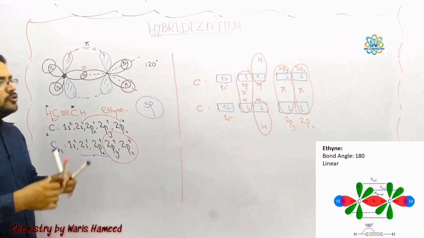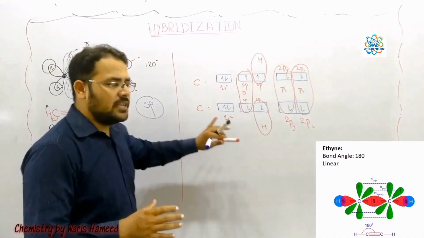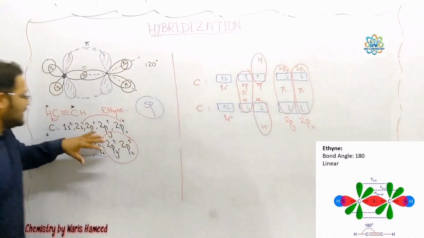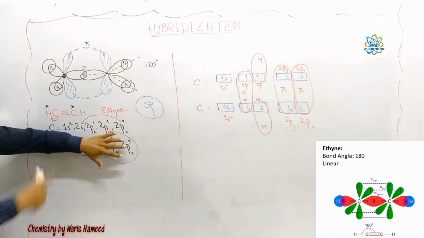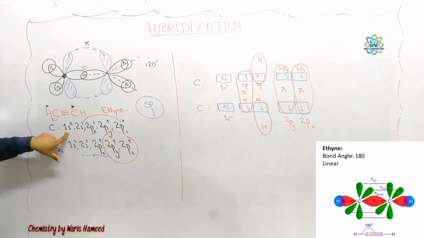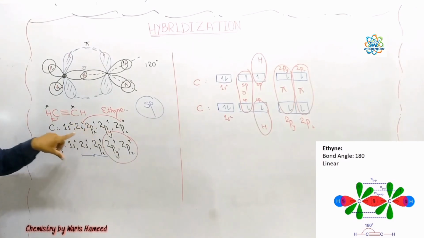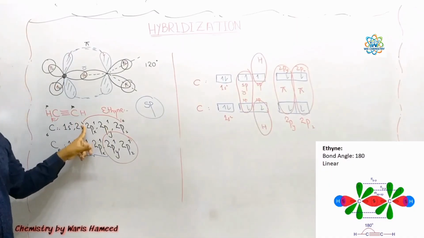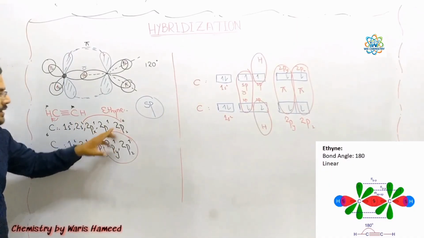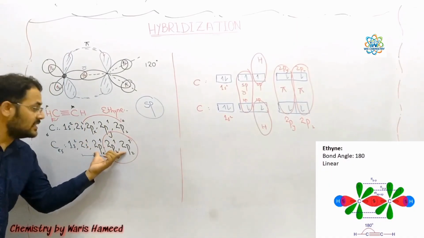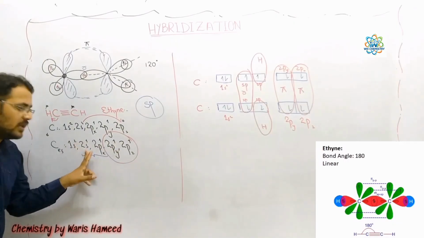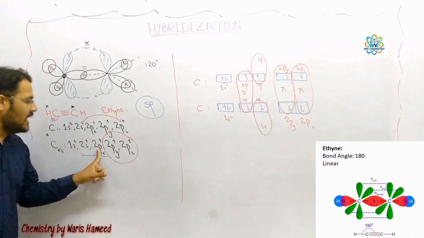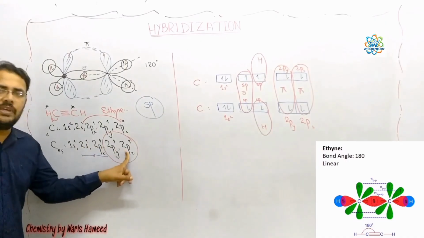I hope that you have understood it. If you have questions, you can ask. I am going to revise it again. First, think just about one carbon atom. In this case, it is in the form of ground state. One electron will jump toward 2pz, and now the electronic configuration at excited state is 2s1, 2px1, 2pz1 and 2py1.